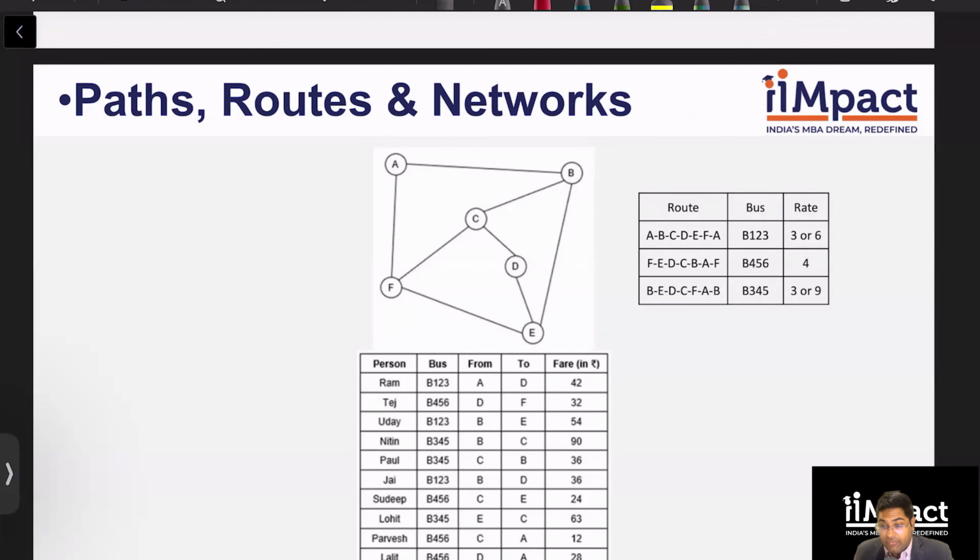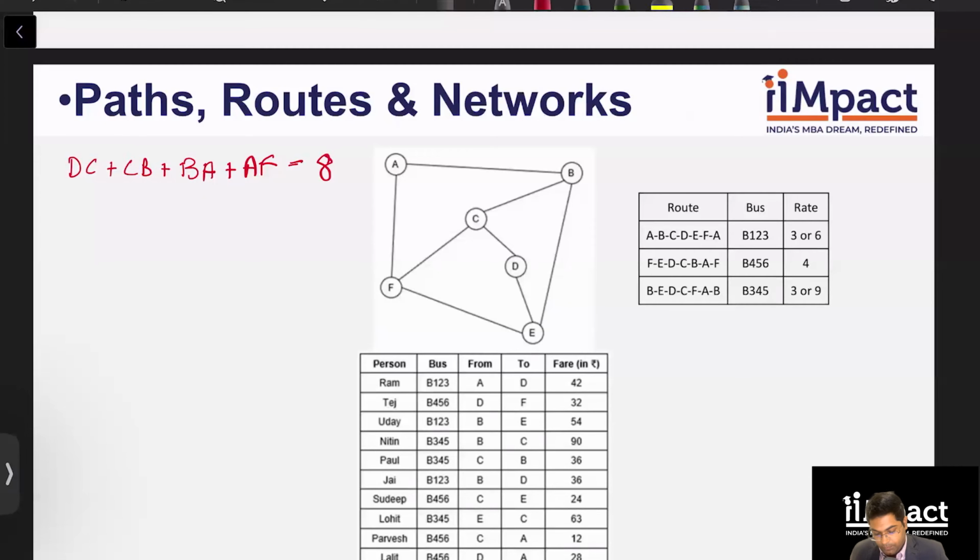Since the only rate I have is for 4, 5, 6, I will start with that. Now 4, 5, 6, the first passenger is going from D to F. So D to F, the way to go is D to C plus C to B plus B to A plus A to F. Correct? This is given to us that he paid a total of 32. And if the per kilometer rate is 4, that means these distances are total of 8.